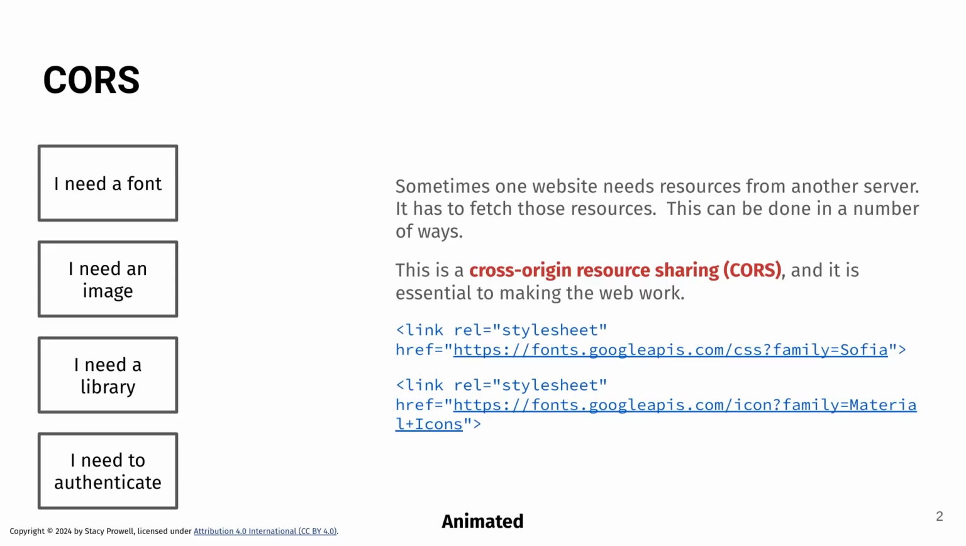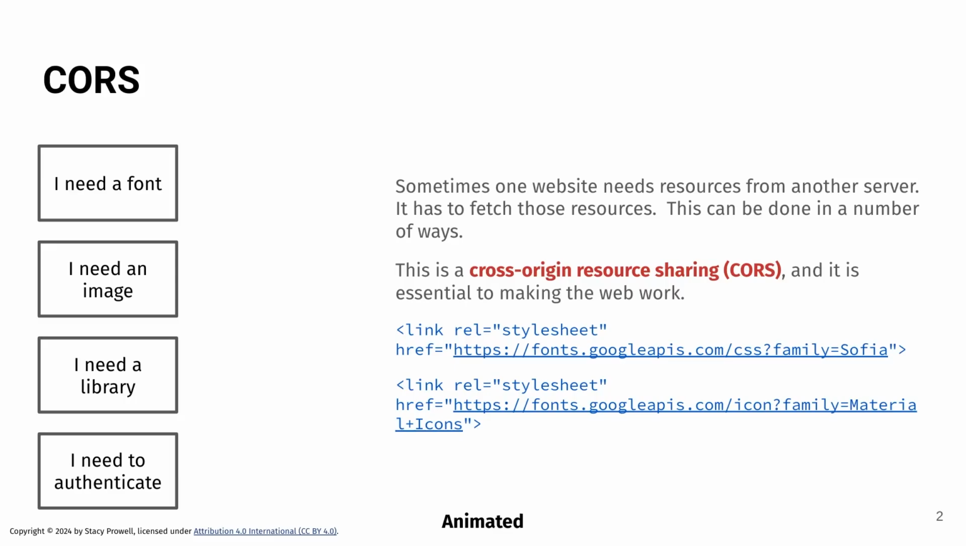Remember cross-origin resource sharing? We've talked about it before, here a couple of times. And this is something that's essential to making the world work. Examples are right there. You might have a style sheet that you get from Google. In this case, we're getting a font. It's a font. Or maybe we want some icons. We can go and get Google's material icons, and then they're available for me to use in my web page.